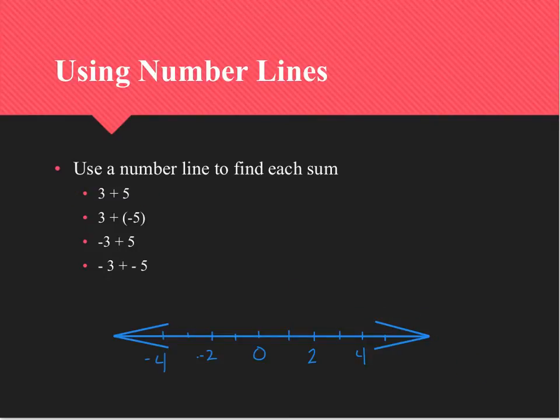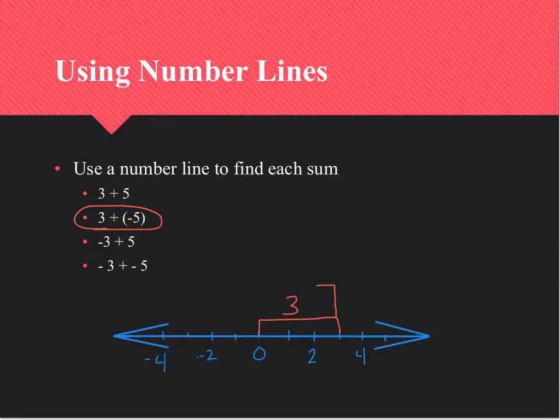Now let's work on the second one. You should pick one or two of these to put in your notes. You don't have to put all of them in your notes, but pick a couple of them. 3 plus a negative 5. So starting at 0, we're going to go to 3. That's our 3. Now we're going to add to that a negative 5.